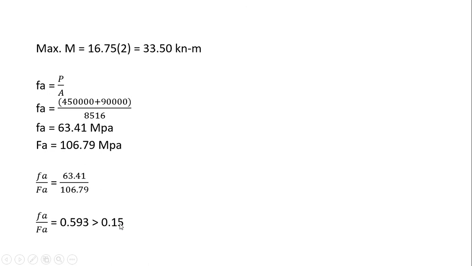So use fa over Fa plus Cm times fbx over the quantity of 1 minus fa over F'ex times Fbx. So it should be less than 1.0. This is the one in the NSCP specification for axial compression with bending.